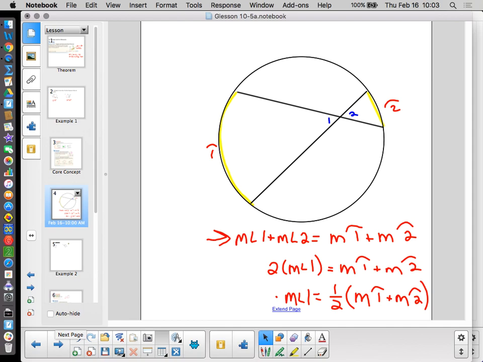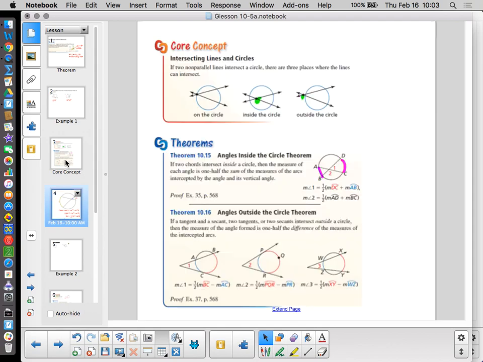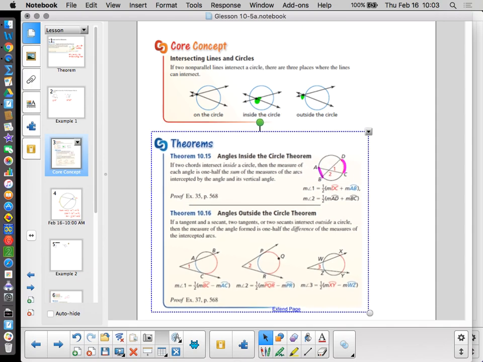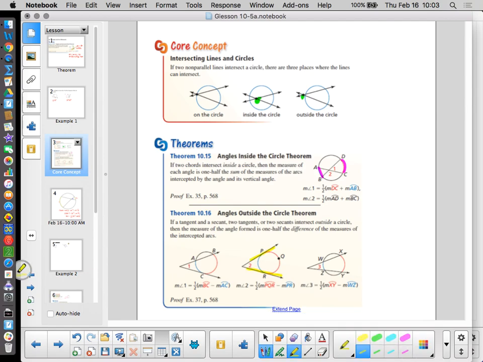Next case is what happens when I have two arcs that are intercepted with an angle outside the circle. Okay? And it doesn't matter if they're intersecting here. We can see in the picture, we've got 3 different cases. I could have 2 secants. I could have a secant and a tangent, or I could have 2 tangents. Okay, there's my 2 tangents. There's my secant and a tangent. There's 2 secants.